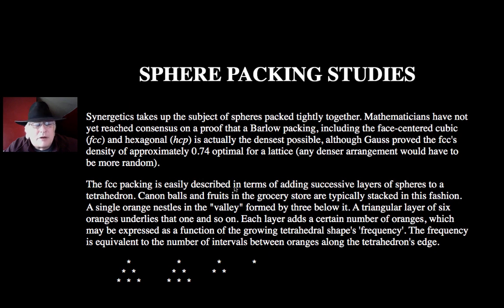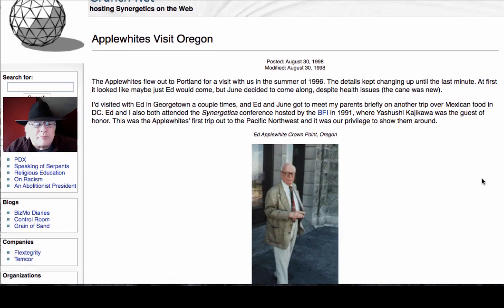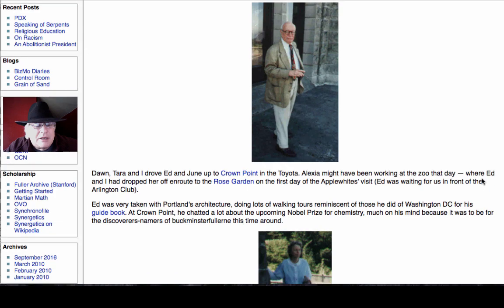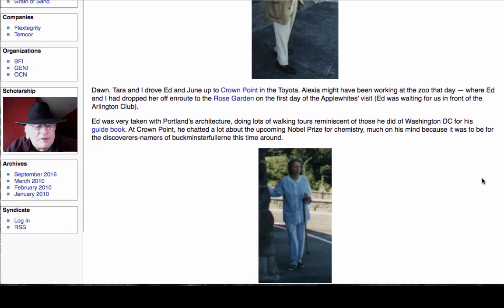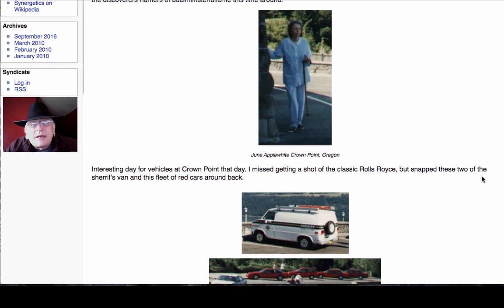Remember I said Applewhite was pretty interested in Bernal? And remember, some of the crystallographers were joking that Applewhite was the Ayatollah of the tetrahedron. I have that in my blog too. So we'll leave it at that for now.